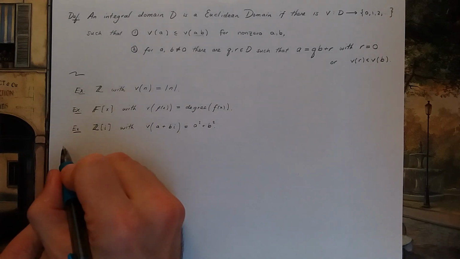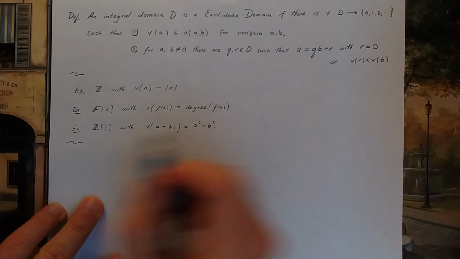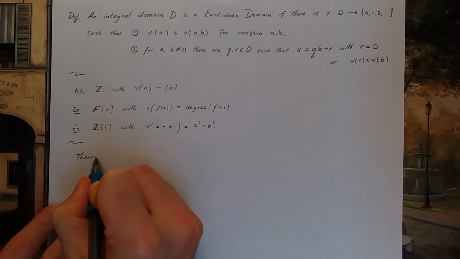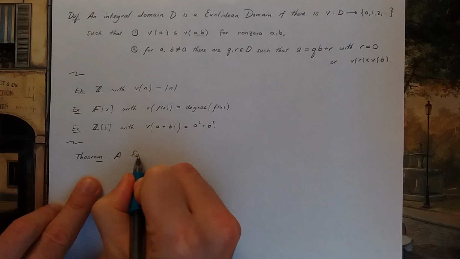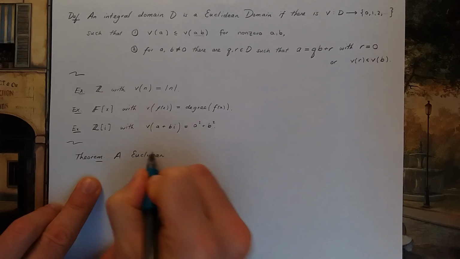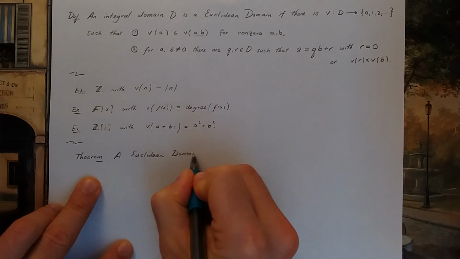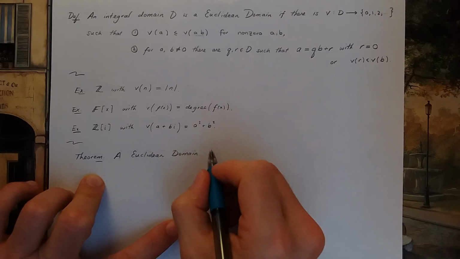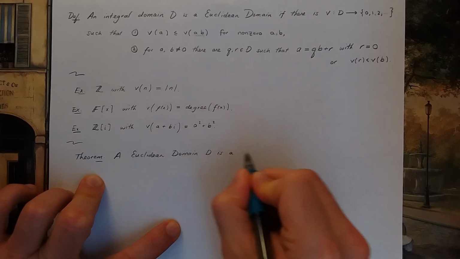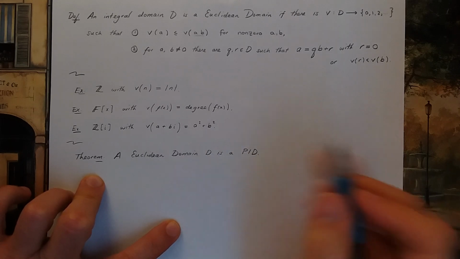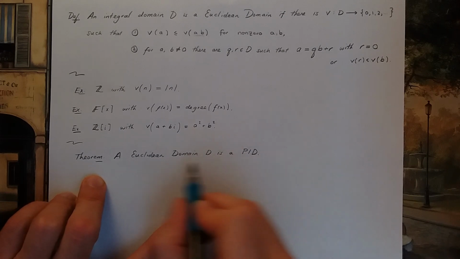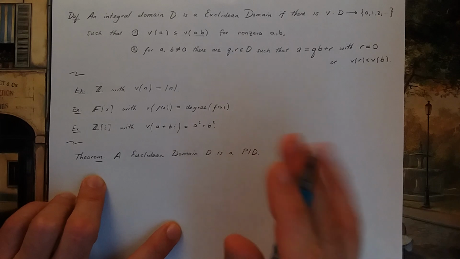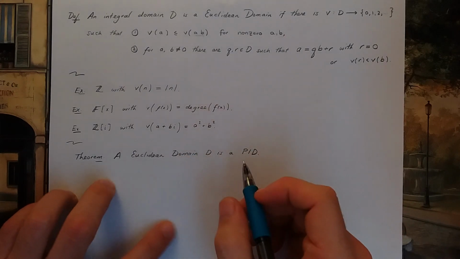So what I'd like to do instead in this video is prove the following theorem. A Euclidean domain D is a PID, a principal ideal domain. Remember, the definition of principal ideal domain is that any ideal in your ring is principal and can be generated by a single element.